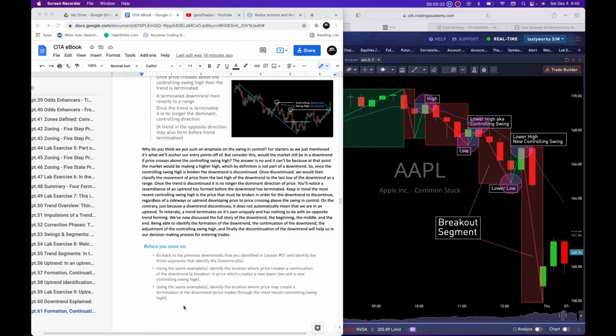Using the same example, identify the location where price may create a termination of the downtrend, and this is where price trades through the most recent controlling swing high.